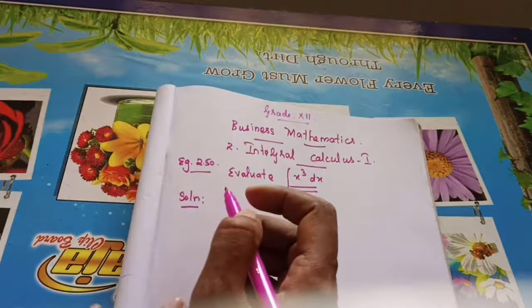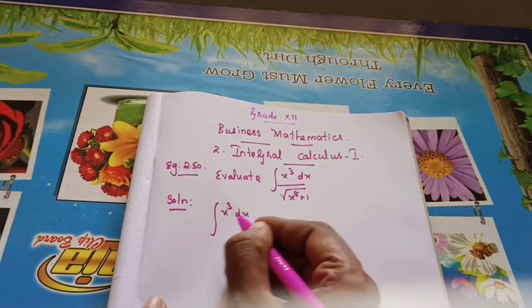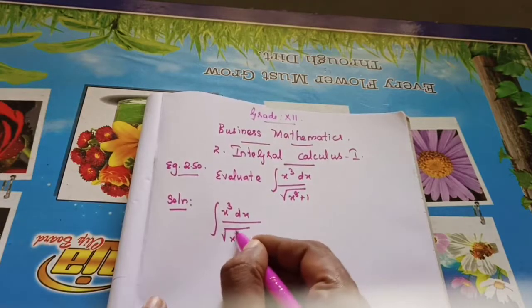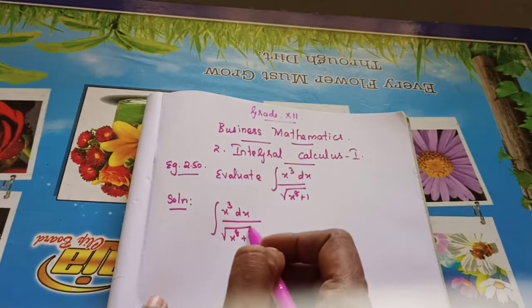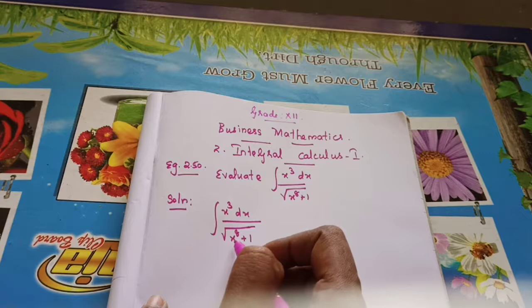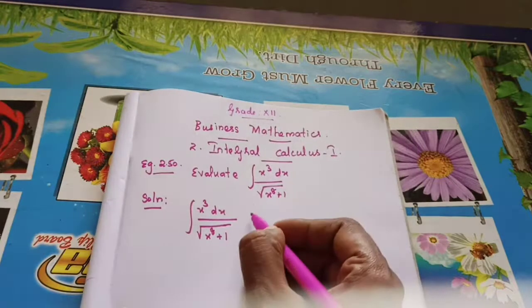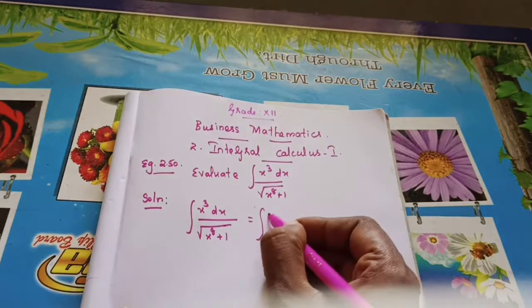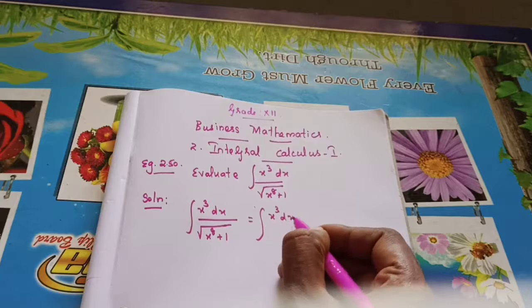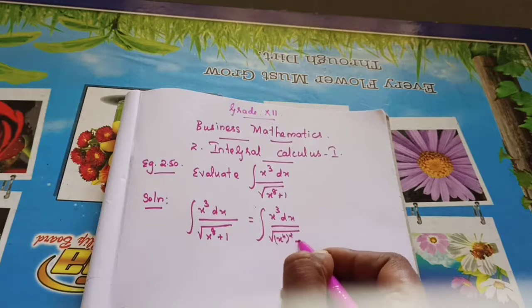Solution. We have the integral of x cube dx divided by square root of x power 8 plus 1. We need to use the formula, but here it is in the form of x power 8 plus 1. So first you need to change it according to the formula. I am going to write this as x cube dx divided by square root of, x power 8 as a square, so x power 4 the whole square plus 1.